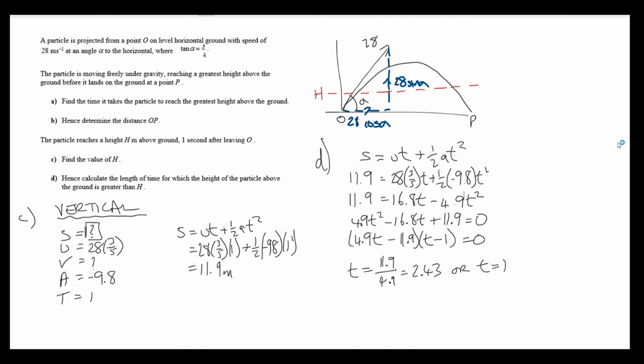Well, we already knew that it was going to be at that height after 1 second. It's also at that height after 2.43 seconds. So the time in between them is how long it was above that height. So 1.43 seconds, it was above the height h, which is 11.9 meters.